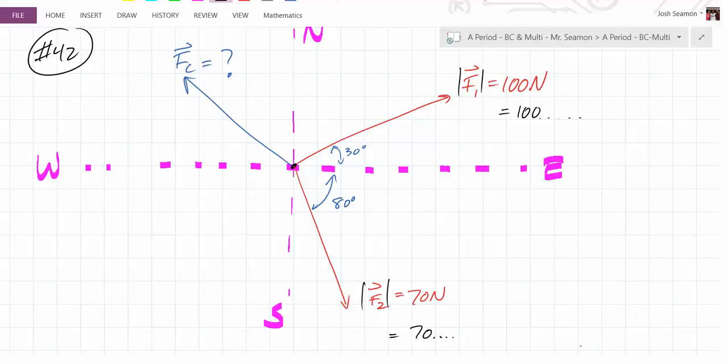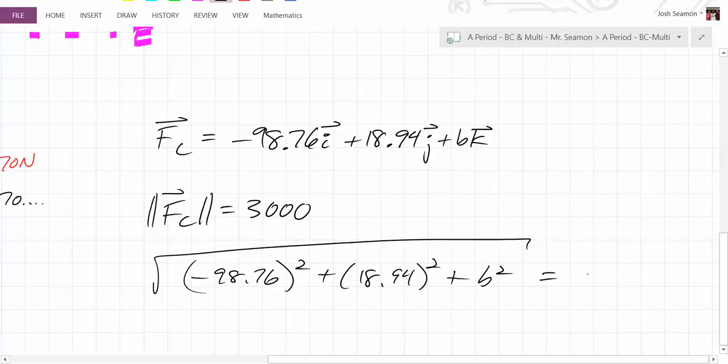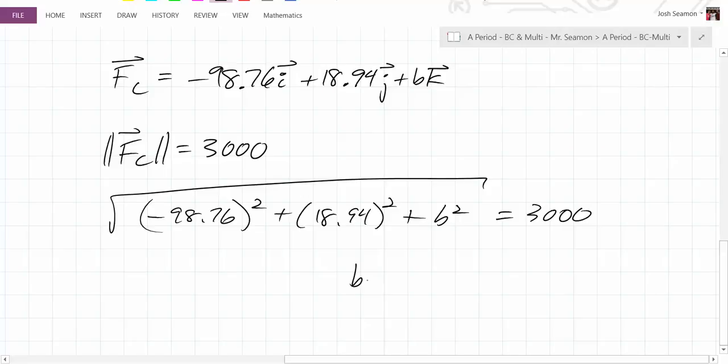Wait, hold on. Okay, sorry. Solve for k. Squared plus 18.94 squared plus b squared. The square root of that is equal to what? 3,000. So when you do this out, how many answers do you get for b? 2. You get b is equal to plus or minus 2,998.31.